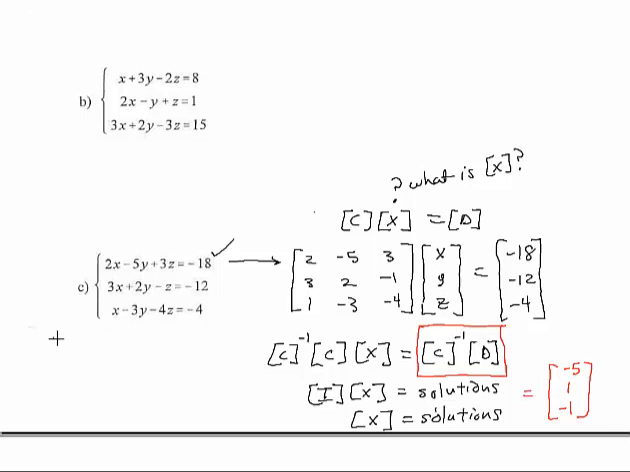Second equation, 3 times -5 plus 2 times 1 minus z, which is minus a minus 1. Okay, this is a -15 plus 2 plus 1. -15 plus 3 equals -12. Equation 2 checks out, and we have one more equation.